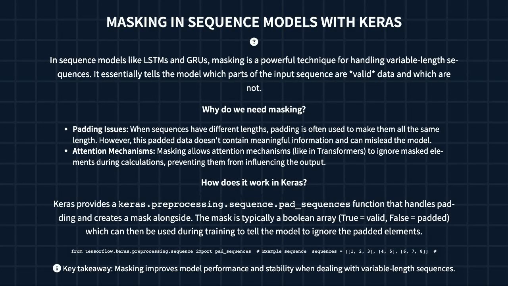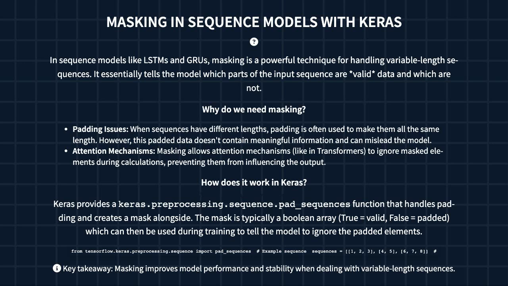Okay, let's talk about masking in Keras sequence models. Imagine you're working with text data, sentences of different lengths, right? When we need to feed this into a recurrent neural network like an LSTM or GRU, we often pad the shorter sequences to match the longest one. But that padding can cause problems. It's essentially noise in the model.